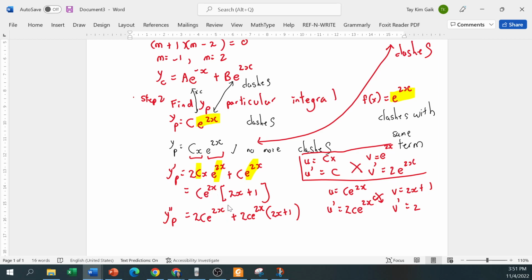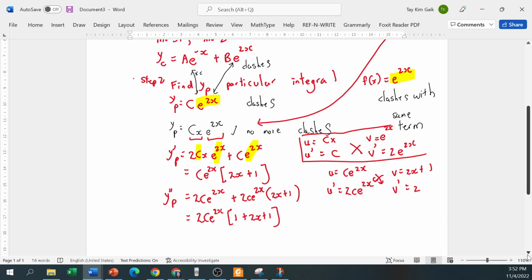Let me check. Okay, u v prime, so u differentiate this one, then v u prime. Then you may factor out 2c exponent 2x. So 1 plus 2x plus 1, so 2 plus 2x.